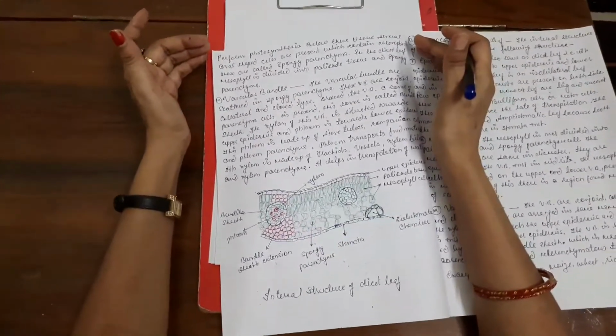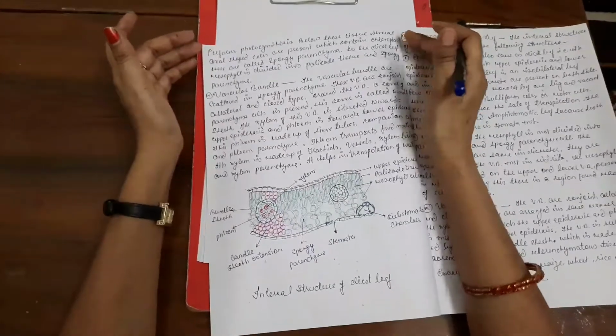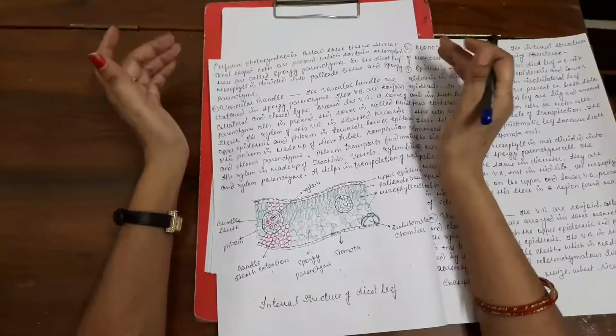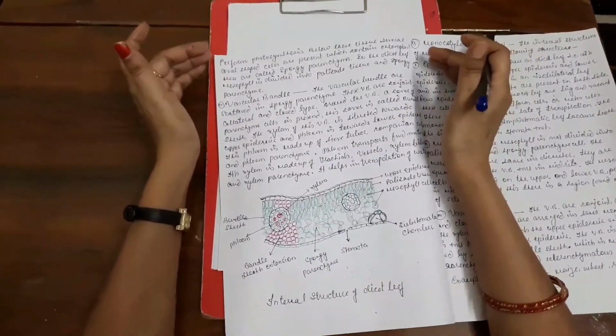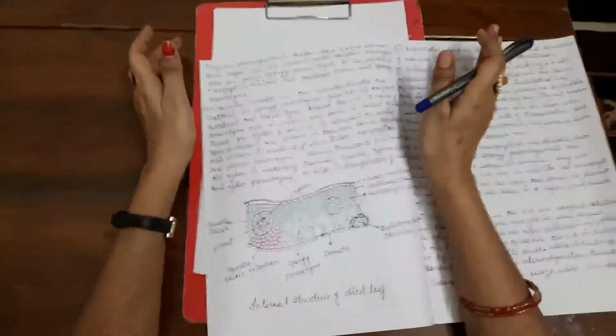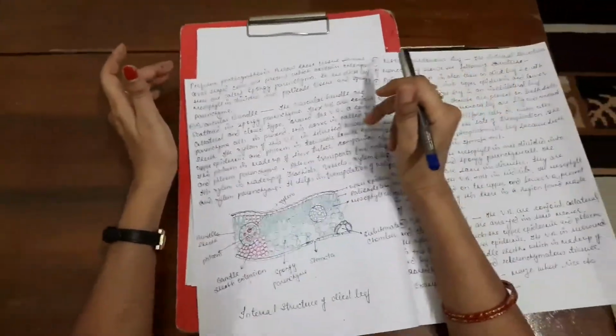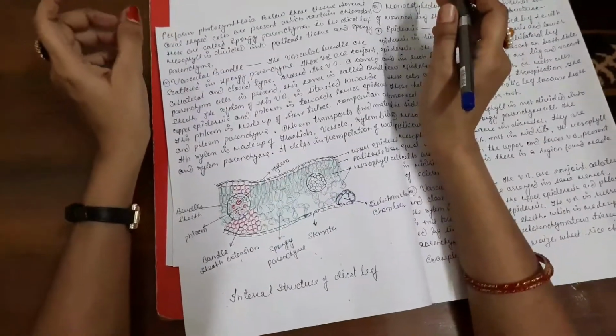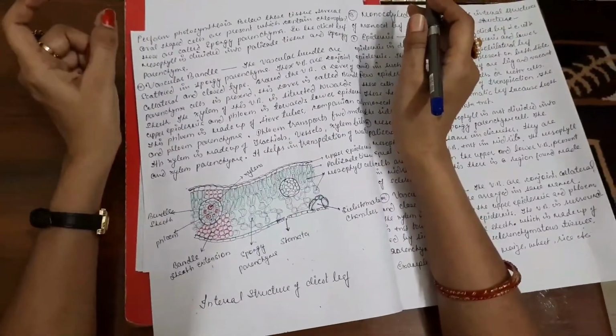The last layer is vascular bundle. The vascular bundles are scattered in spongy parenchyma. These vascular bundles are conjoined, collateral and closed type. Around the vascular bundle, a cover of parenchyma cells is present. This cover is called bundle sheath.